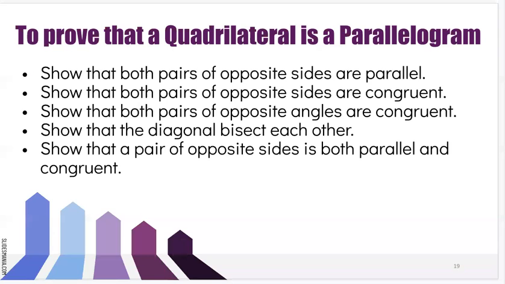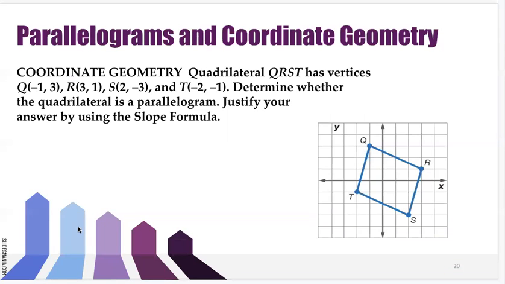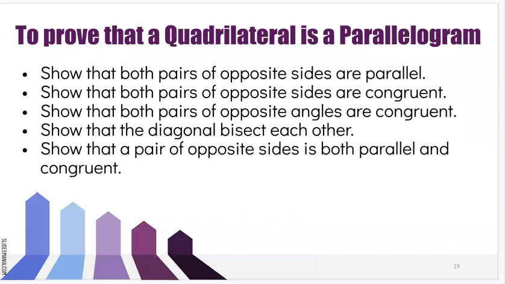Okay? Last slide. So here's quadrilateral QRST, and those are the vertices it gives you. Determine whether the quadrilateral is a parallelogram. Justify your answer by using the slope formula. So I'm telling you, in this case, what formula you need to use. So if we're using the slope formula, then which of these properties are we trying to use to say that a quadrilateral is a parallelogram? If I'm telling you to use the slope formula, what am I trying to show?